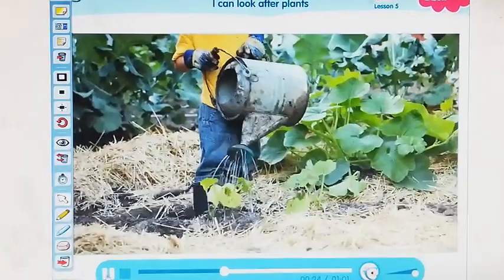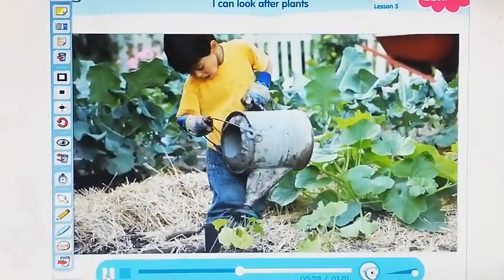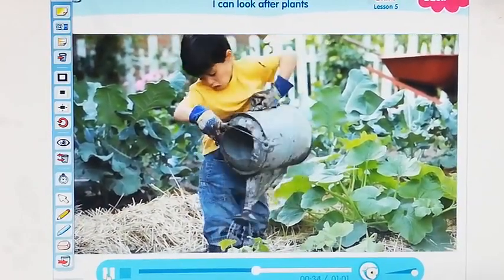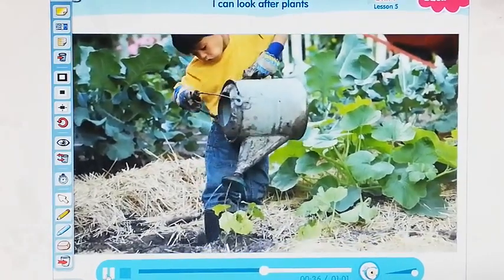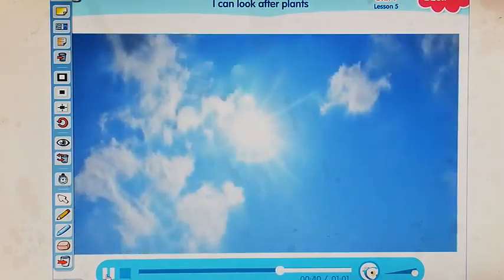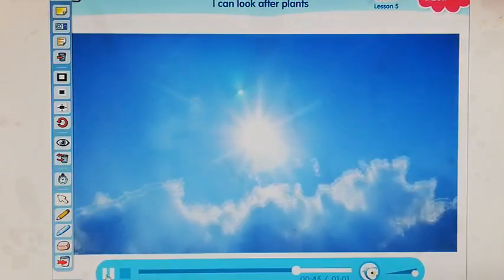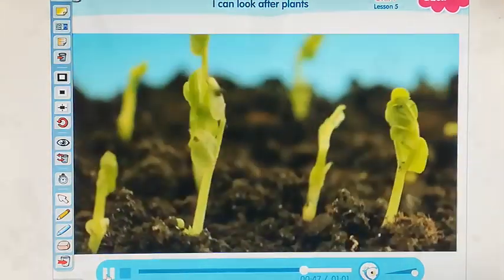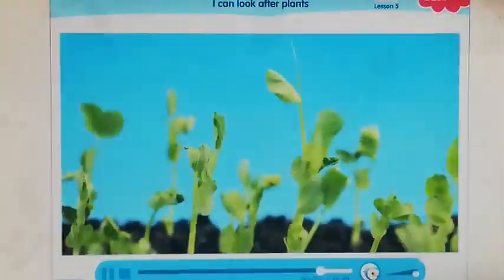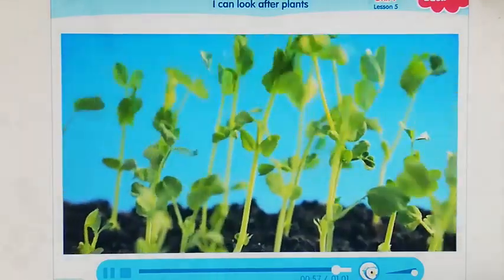This boy can water the plants. He is using a watering can. The plants need lots of water to grow. Look, the sun is shining. The plants need sunshine to grow. Look, the plants are growing. Soil, water, and sunshine make the plants grow big and tall.